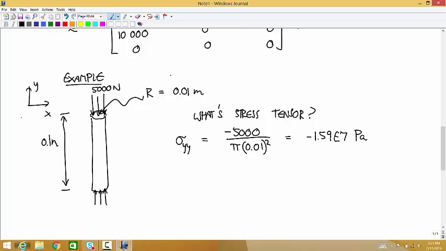There are no loads on any other faces. And so the stress tensor is 0, 0, 0, 0, negative 1.59 times 10 to the 7th, and then zeros everywhere else.